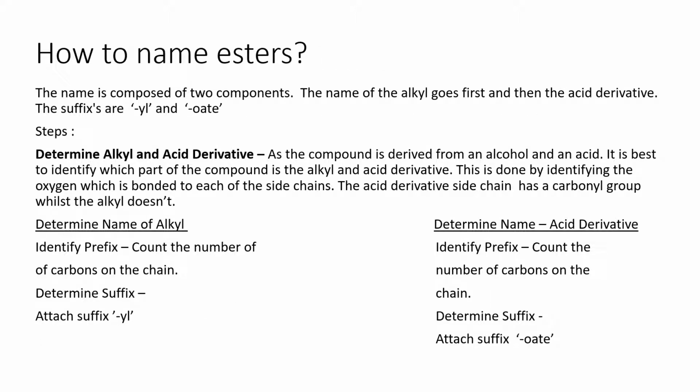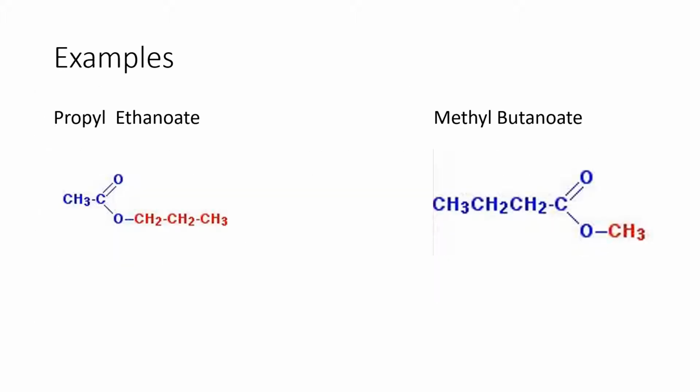The acid derivative is the same thing. Count the number of carbons and then attach the suffix -oate. So this is ethanoate. So for this example, methyl butanoate, how did I get that name?